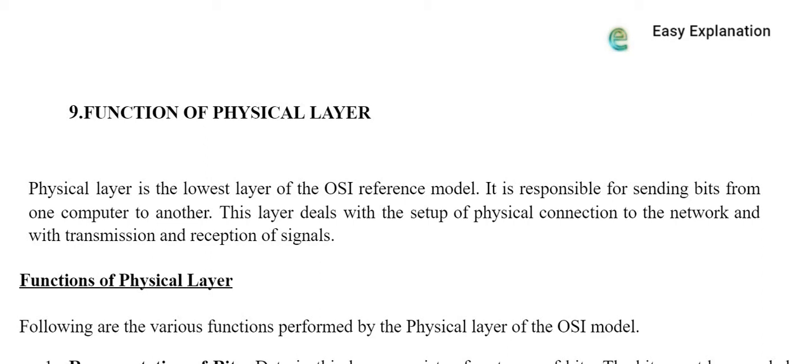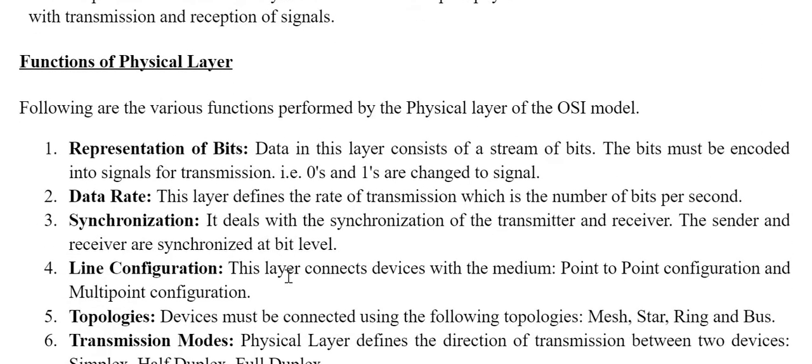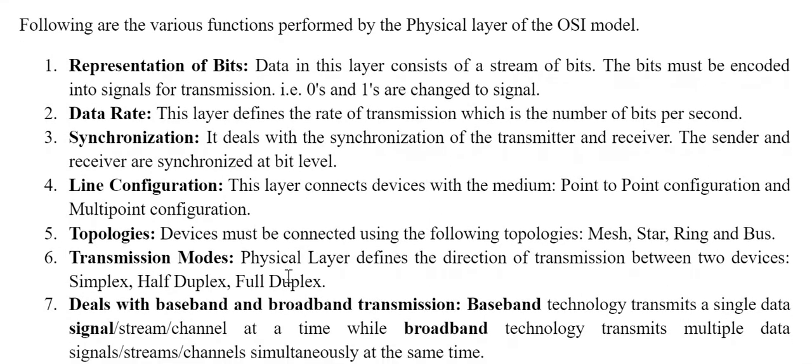Going to the functions of the physical layer, this is one of the important questions in computer networks. These are some of the functions of the physical layer. The first function is representation of bits. As I told, data in this layer is represented in the form of zeros and 1, that is bits. After that, they are converted into signals or electrical signals for transmission.